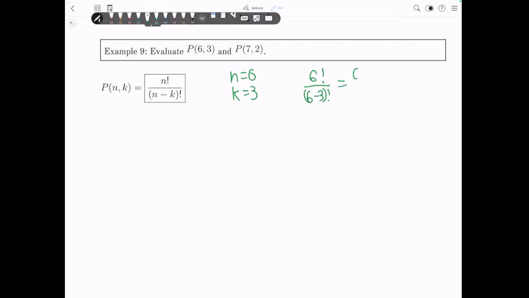6, or 120. And instead of doing this, we could have just also done 6 times 5 times 4 times 3 factorial over 3 factorial, which would also be 120. Now here's another problem: evaluate P(7, 2). I'm going to give about 30 or so seconds to try this problem on your own, and see if you can do it.